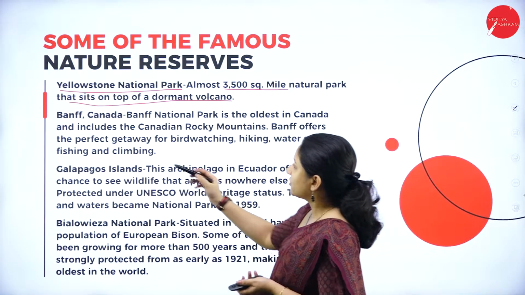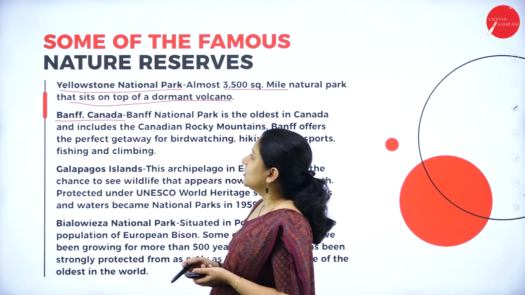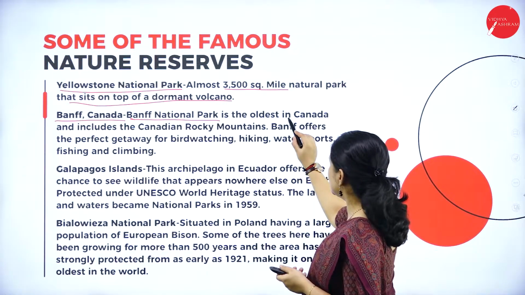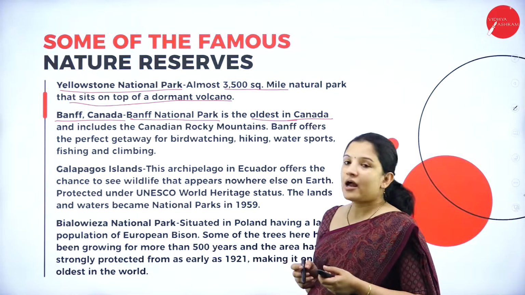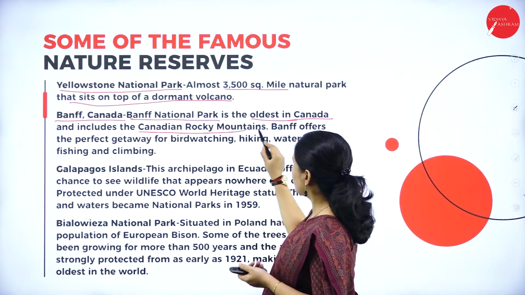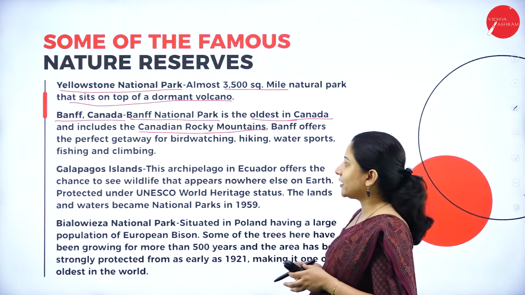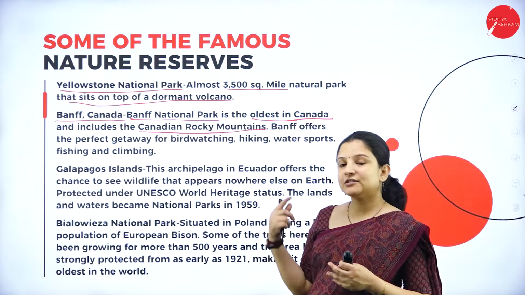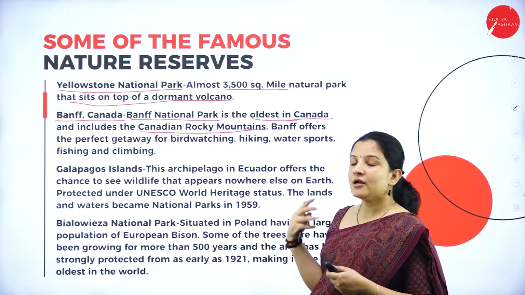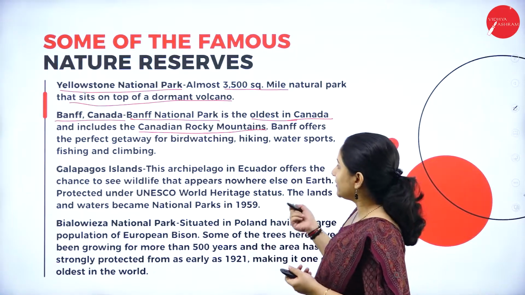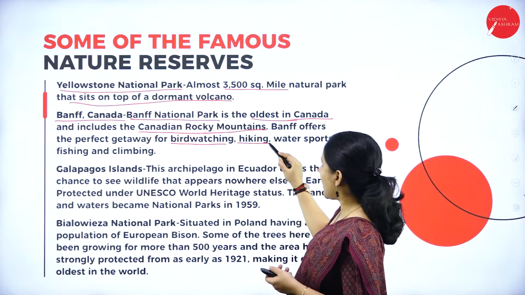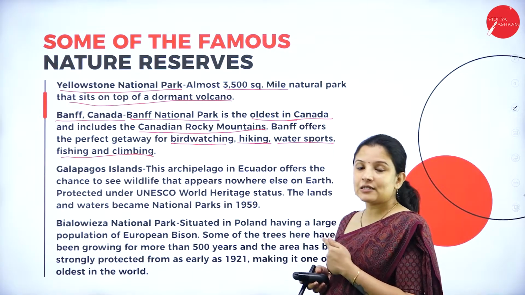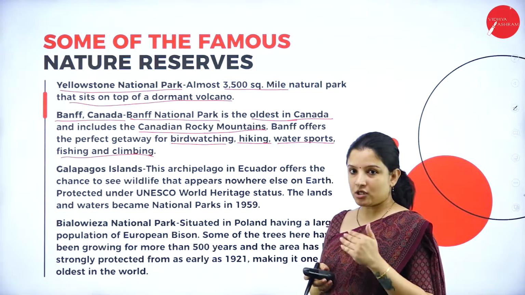Next important nature reserve is Banff, in Canada. Banff National Park is the oldest national park in Canada, and it includes the Canadian Rocky Mountains. Banff National Park offers a good recreational site for the people. So this is a partial nature reserve. Why? Because here people are allowed to visit, where they can go in for bird watching, hiking, water sports, fishing and climbing, all of that is allowed. Therefore this is the best example of a partial nature reserve.